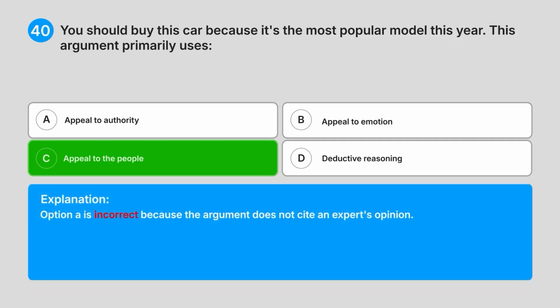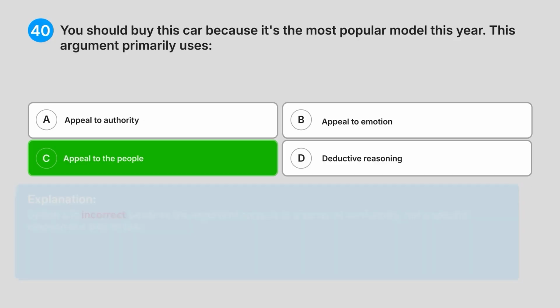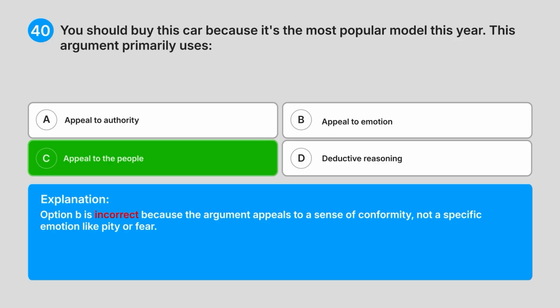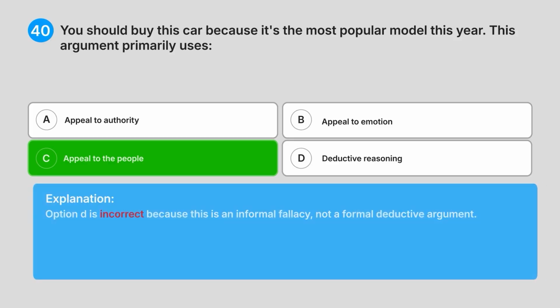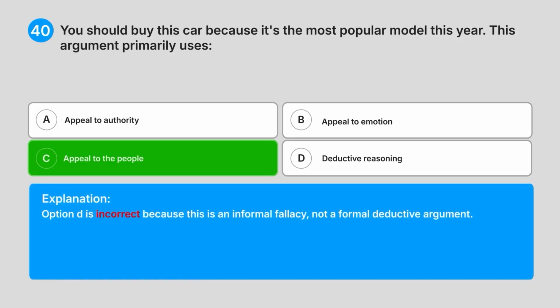Option A is incorrect because the argument does not cite an expert's opinion. Option B is incorrect because the argument appeals to a sense of conformity, not a specific emotion like pity or fear. Option D is incorrect because this is an informal fallacy, not a formal deductive argument.